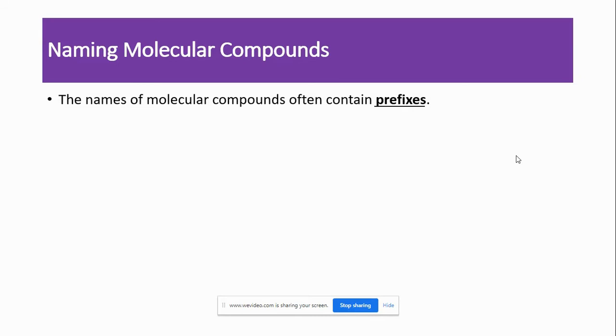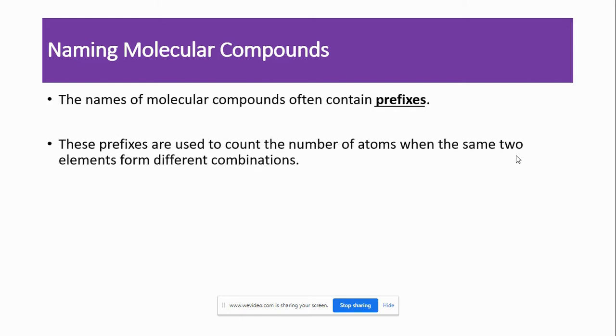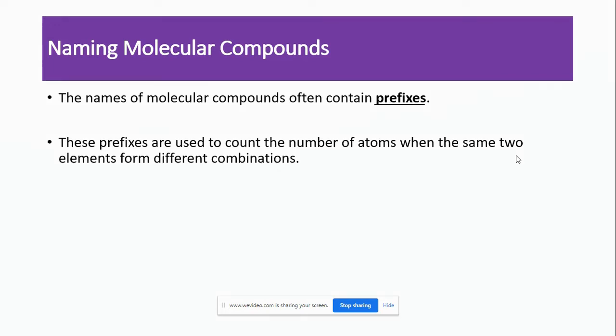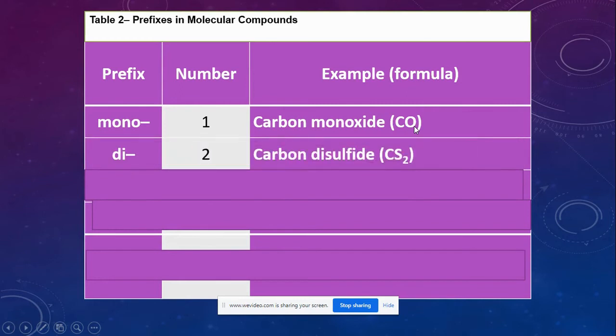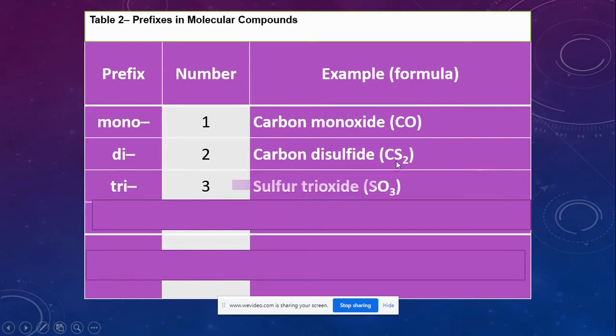So the names of molecular compounds have prefixes, which is different than ionic. These prefixes are used to count the number of atoms when the 2 elements are coming from different combinations. So for example, mono means 1. If we have CO, you would say carbon monoxide because there's 1 O. Di means 2. So in this case, CS2, you would say carbon disulfide.